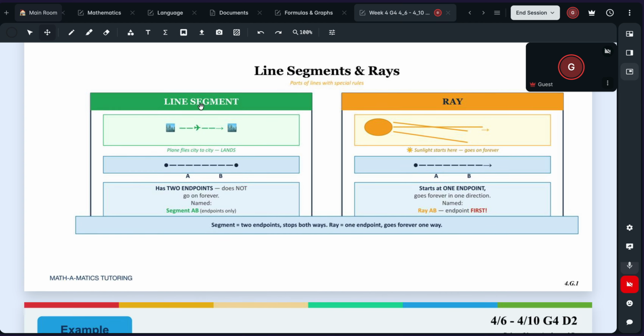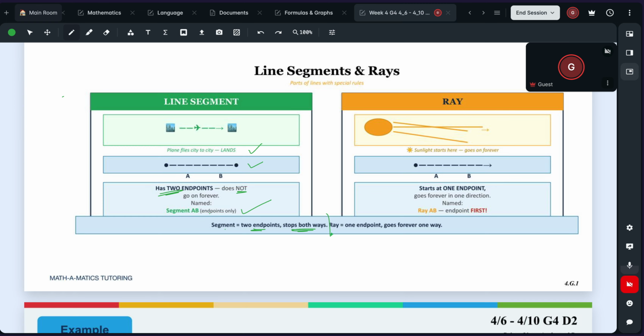Line segment: we talked about that it has two endpoints, and you can see here that a line segment is used to represent when a plane flies from city to city, which means it does have endpoints, right? So we can use a line segment to represent this kind of situation. This is a line segment with endpoints on both sides. It has two endpoints, and does not go on forever in any direction. Named segment AB, endpoints only. Segment means two endpoints, stops both ways.